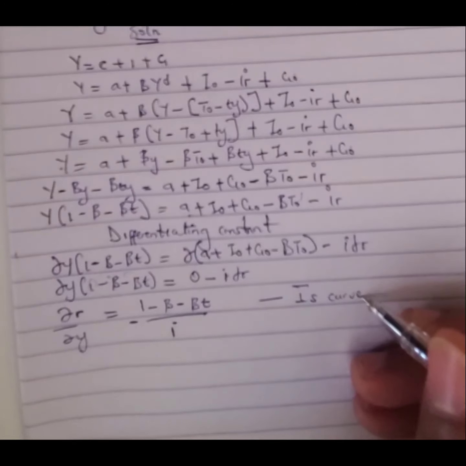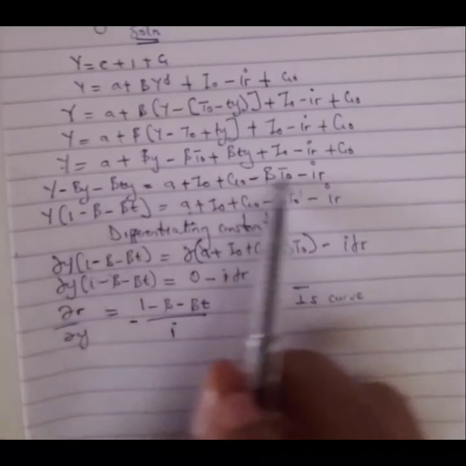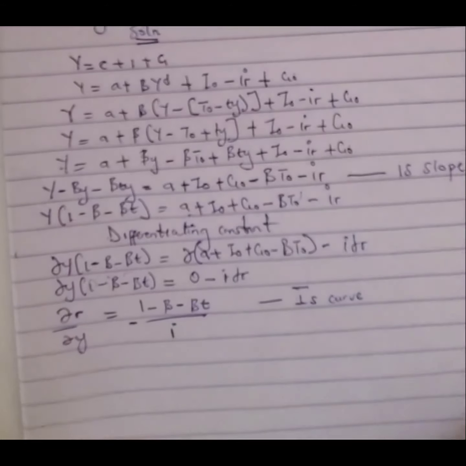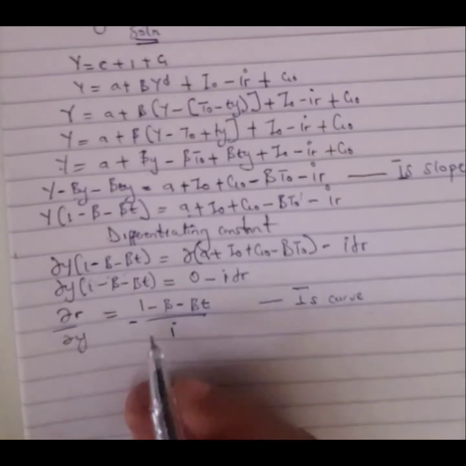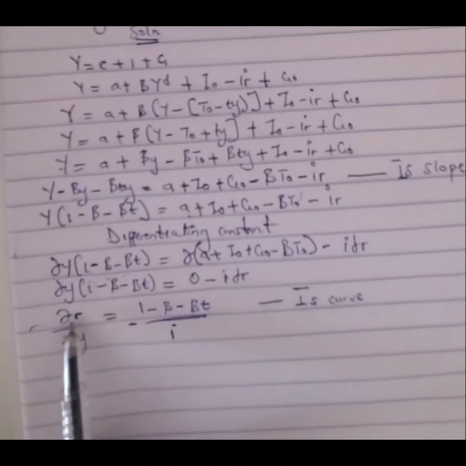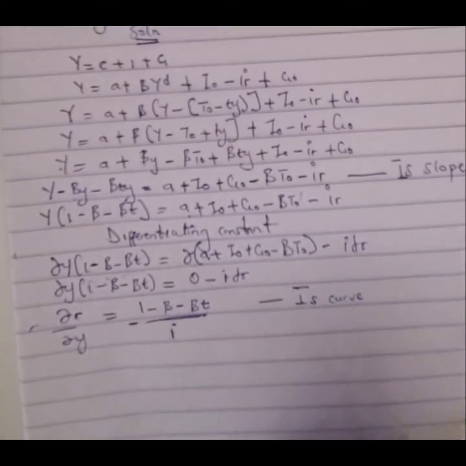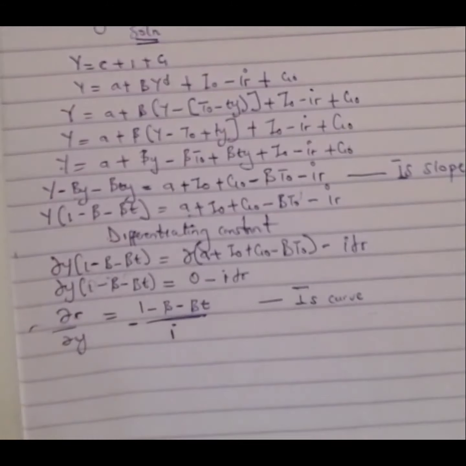Our IS curve. This part of our question is our IS, our slope for IS. I hope that's right. This is our slope and this is our curve. Now you can see here that your rate of interest has a negative sign. It shows that there is a negative sign, which follows the rule of downward sloping. It shows a negative sign, a downward sloping curve.